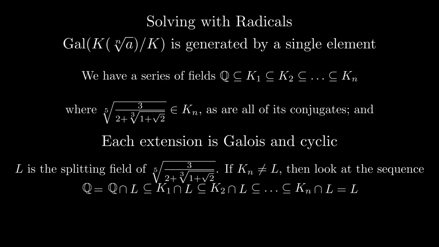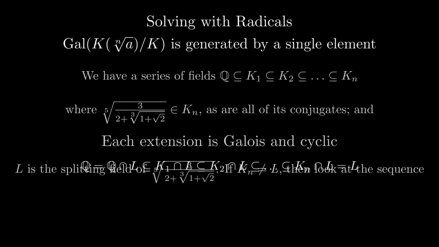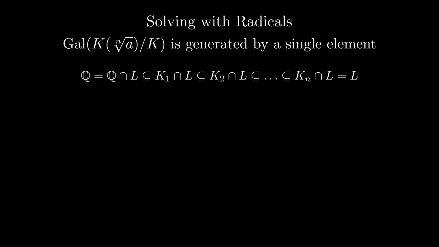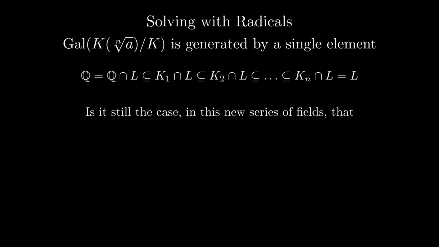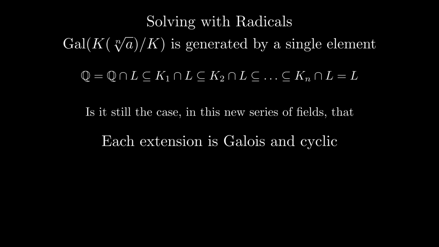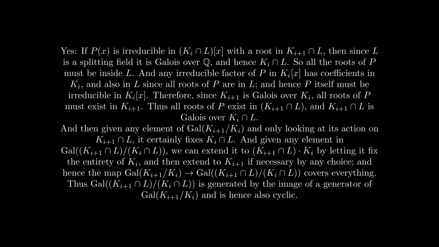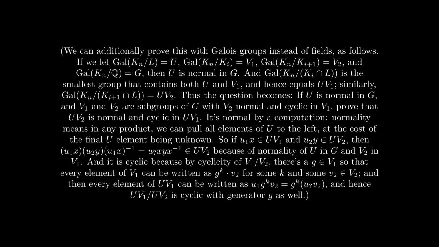We take the whole sequence and intersect every field with the splitting field L. After doing this, we have another sequence of fields, this time stopping at the actual splitting field, and we want to make sure that each consecutive extension is still Galois and cyclic. It turns out, yes, it is, but I'm not going to go over it. I'll provide two proofs, one on the field theoretic side, and one on the Galois group side, for you to peruse at your leisure.